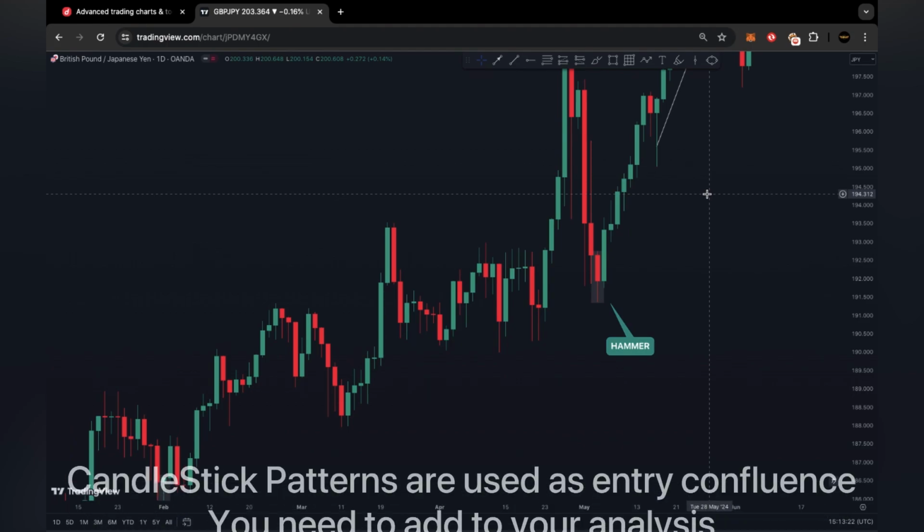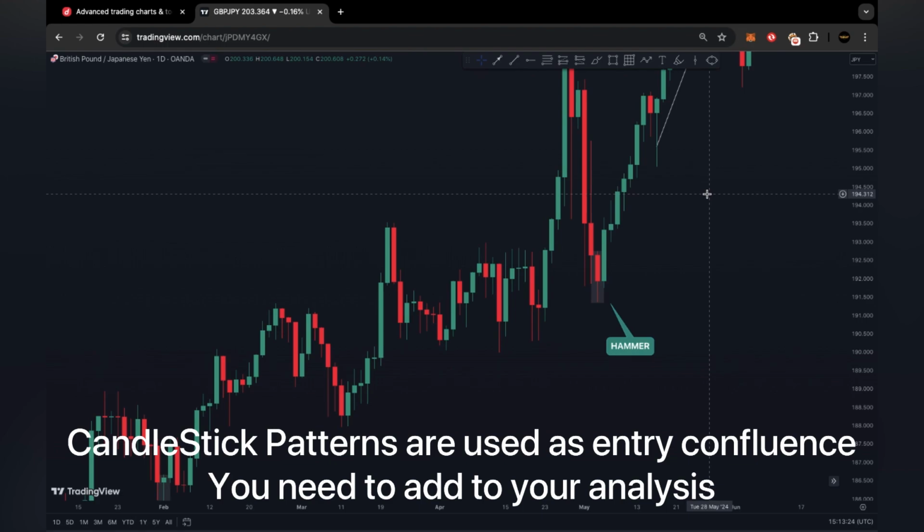Now remember that you cannot use these candle patterns just anywhere you see them on the chart. You have to combine your analysis and your points of interest with these chart patterns to be able to make effective decisions in the market.